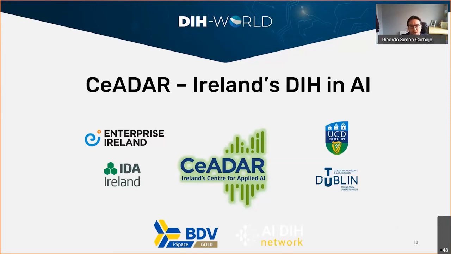And as proof of that, we have been awarded the Big Data Value Association iSpace, the Gold one, the top category. The Big Data Value Association is the main association in machine learning, AI, and big data in Europe, and they have this iSpace, which is more or less a synonym for a Digital Innovation Hub. And also CEDAR was selected as one of the top 30 Digital Innovation Hubs in artificial intelligence in Europe as part of the AI DIH network.